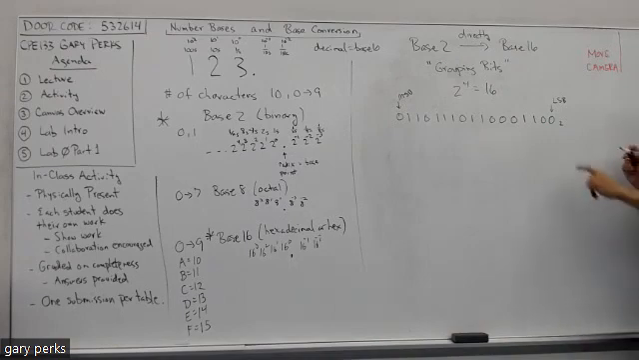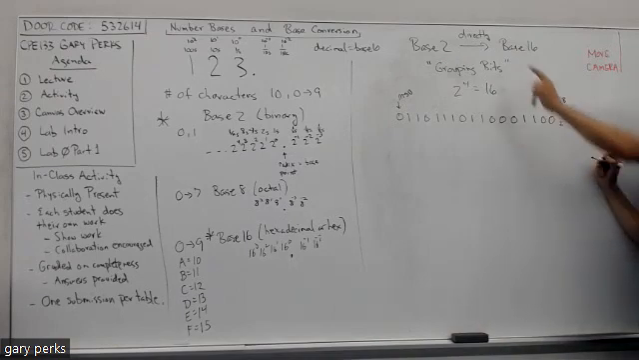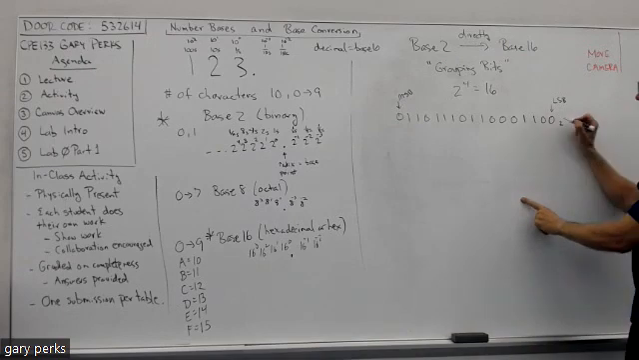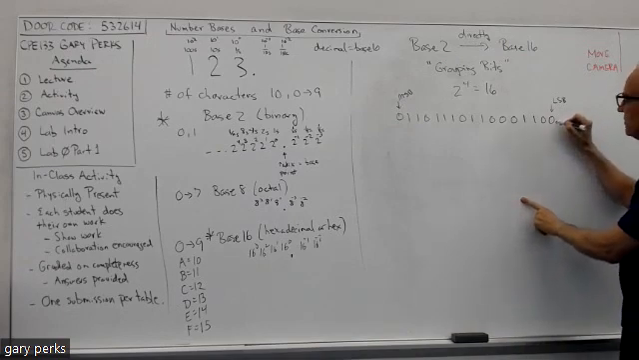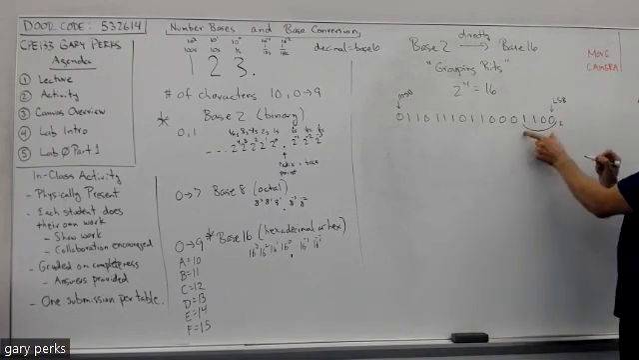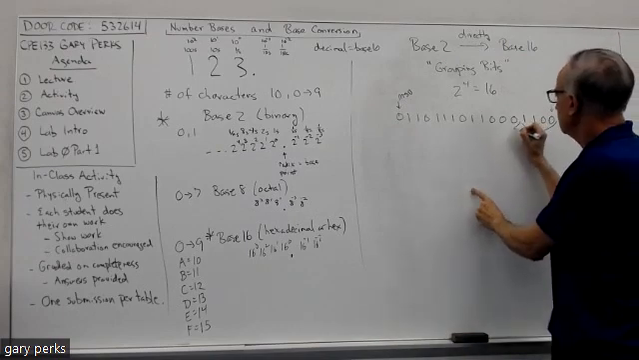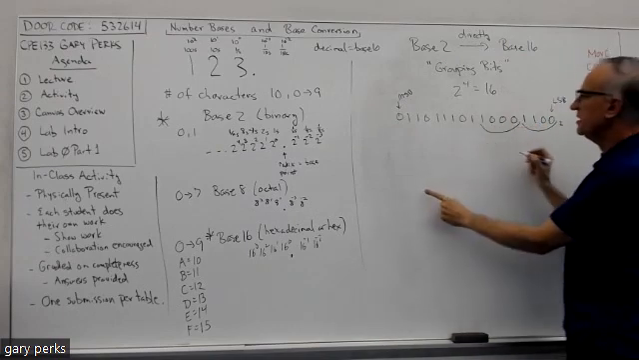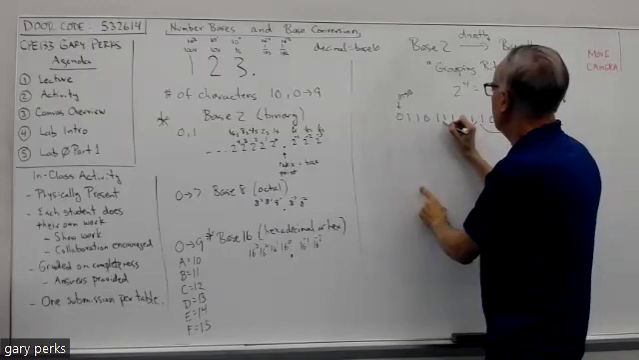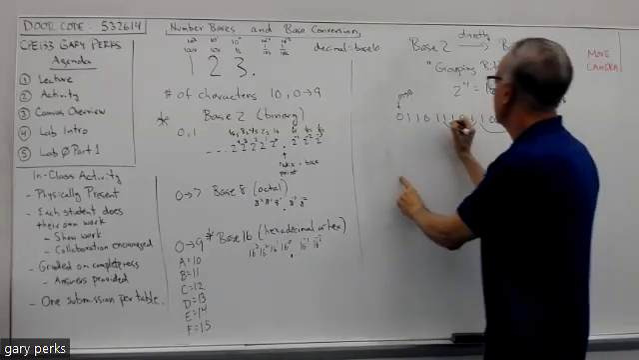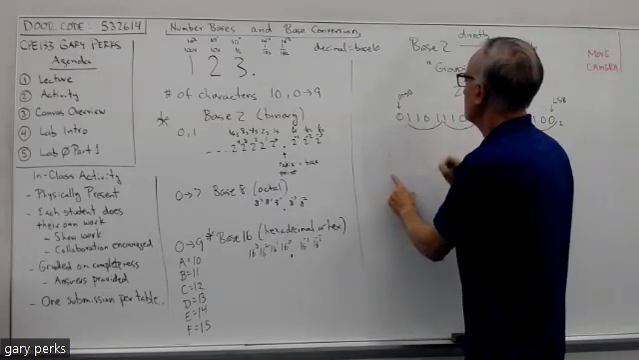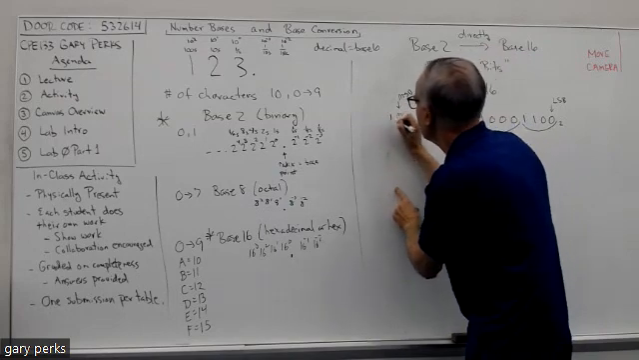Starting with the least significant bit, to go directly from base 2 to base 16, you start grouping in 4s. So here's a 4 grouping. Here's a 4 grouping. Here's a 4 grouping. And then here's a 4 grouping. And let's make this a 1 over here.